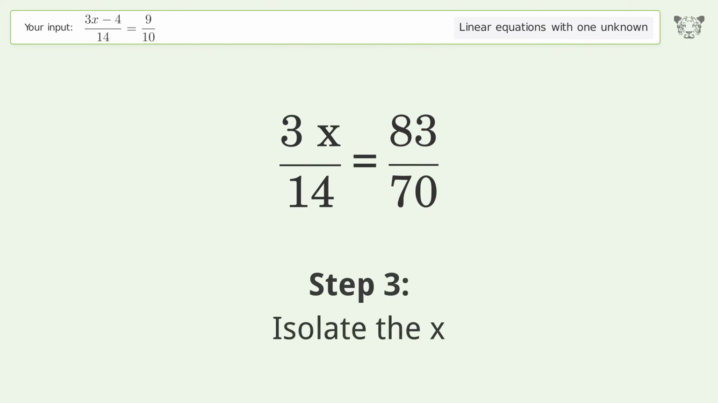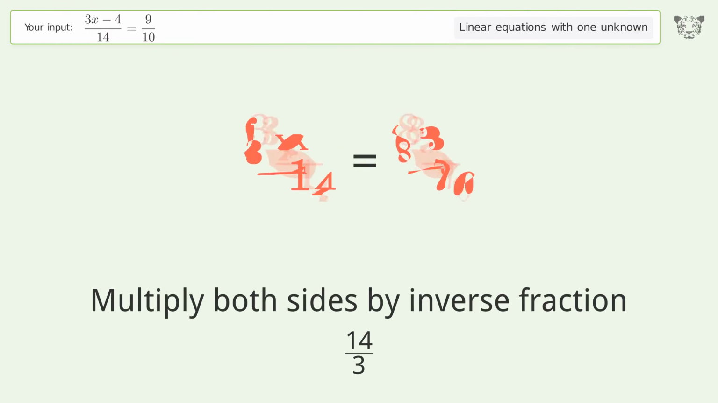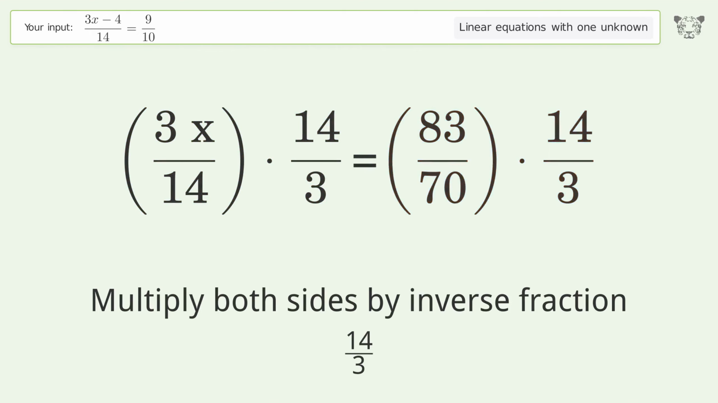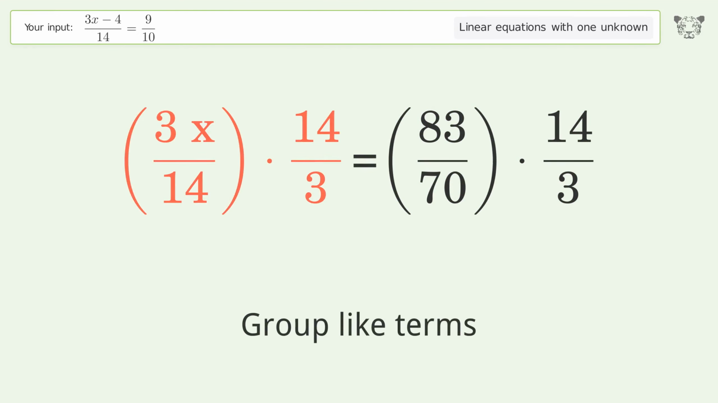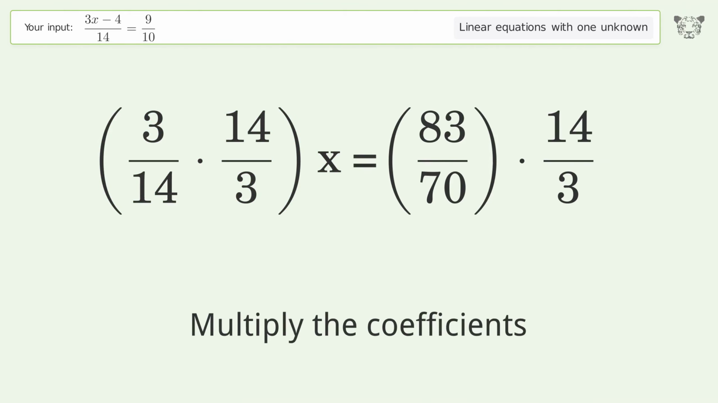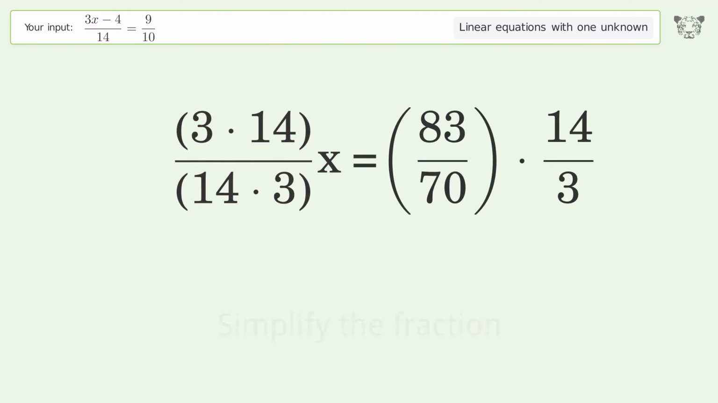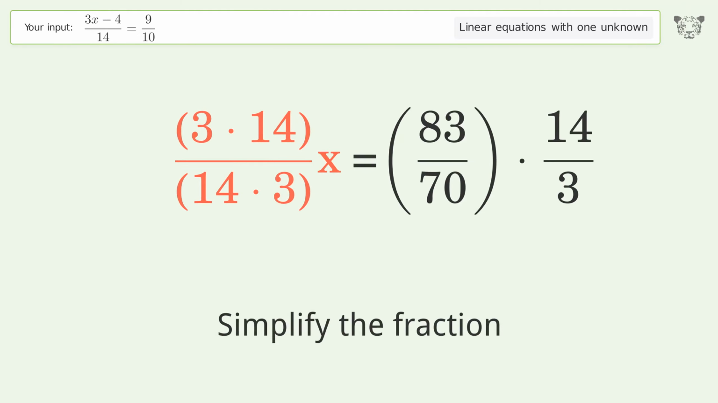Isolate the x. Multiply both sides by inverse fraction 14/3. Group like terms. Multiply the coefficients. Simplify the fraction.